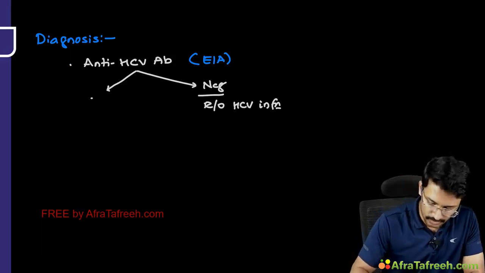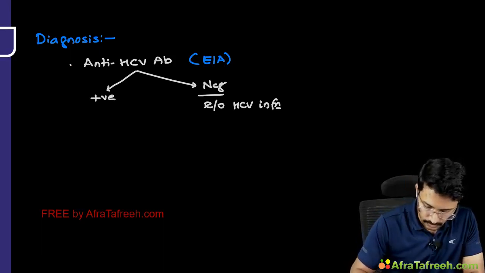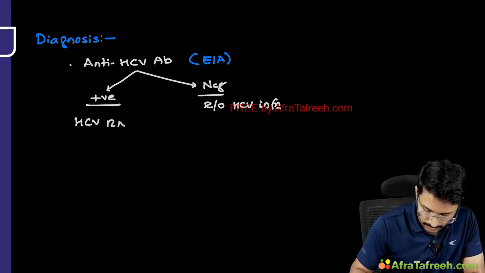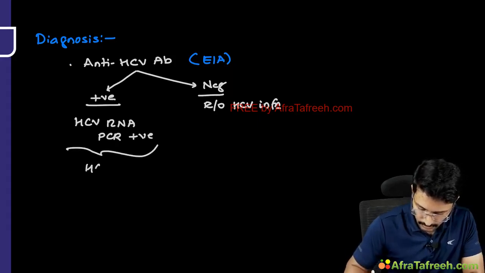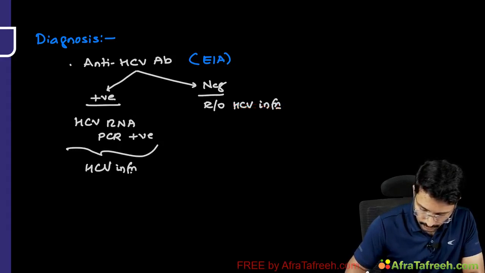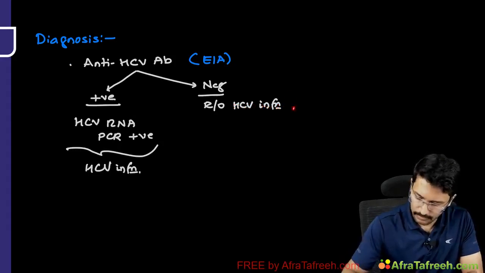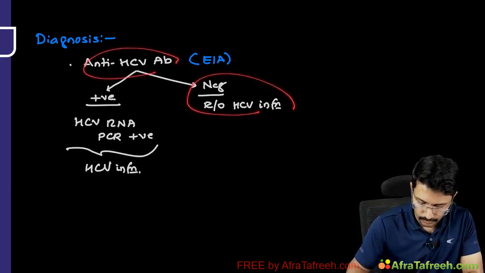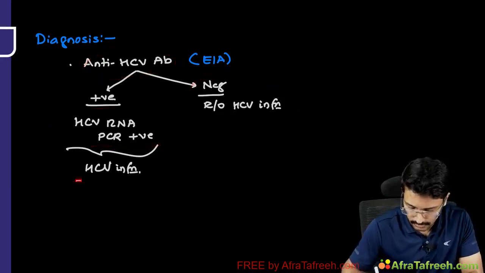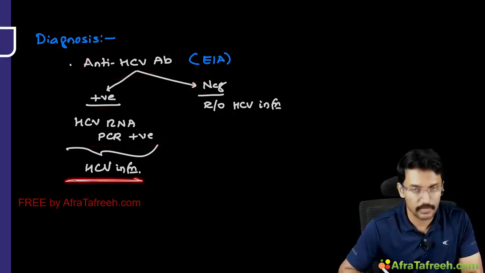Now, if it is positive, then we have to do HCV RNA PCR. If that is also positive, that means HCV infection is present. So when it is negative, we are ruling it out, but if it is positive, we confirm with the HCV RNA PCR, and once it is positive, we have HCV infection.